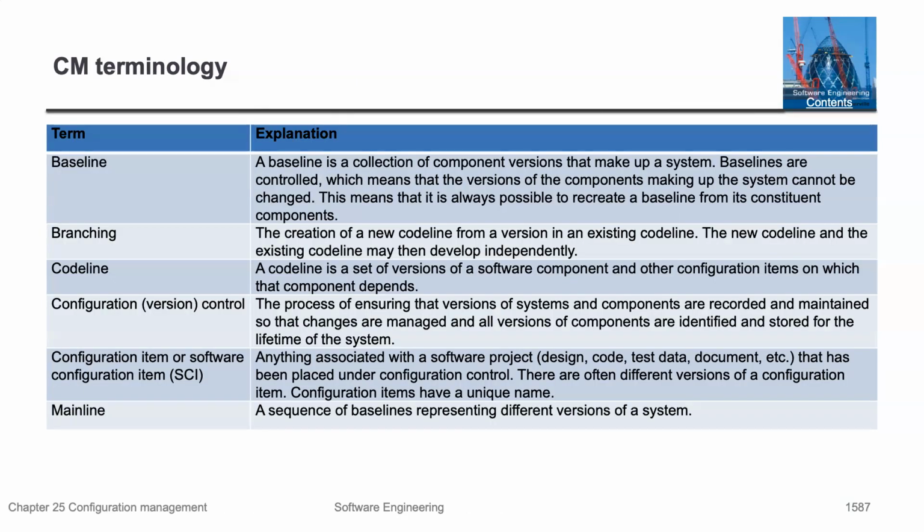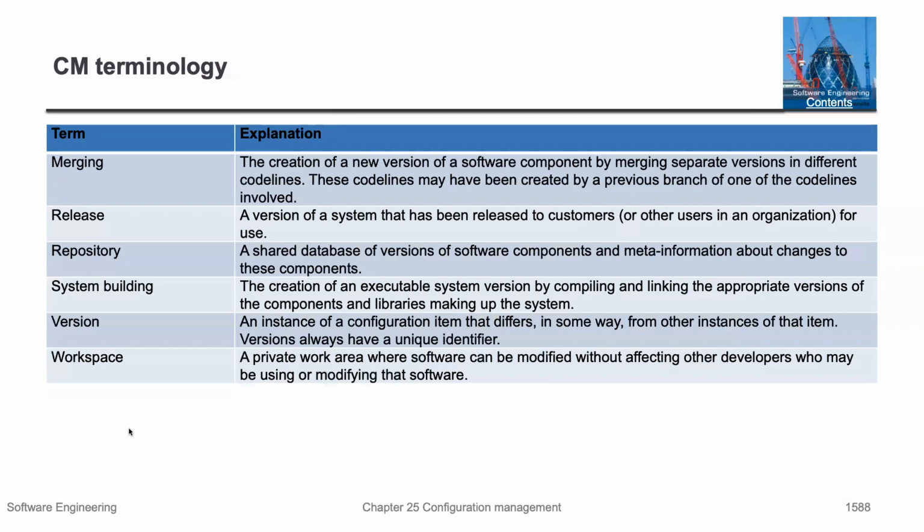For terminology, you can go ahead and look at these at your leisure, but here are some of the terms: baselining, branching, code line, configuration control, configuration team or software configuration item, and mainline. These are the first of the 2 pages. There's merging, release, repository, system building, version, and workspace.